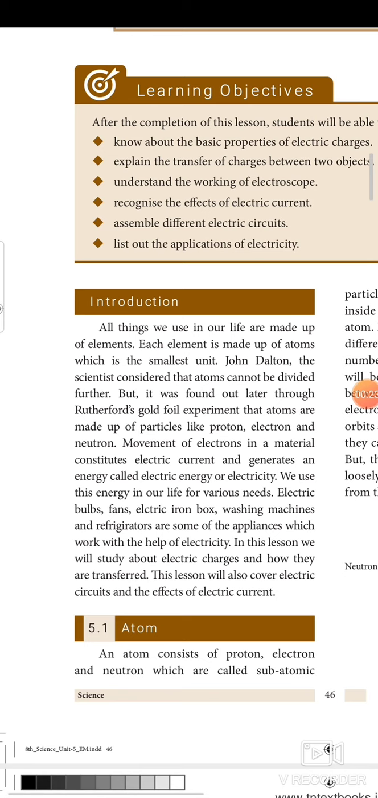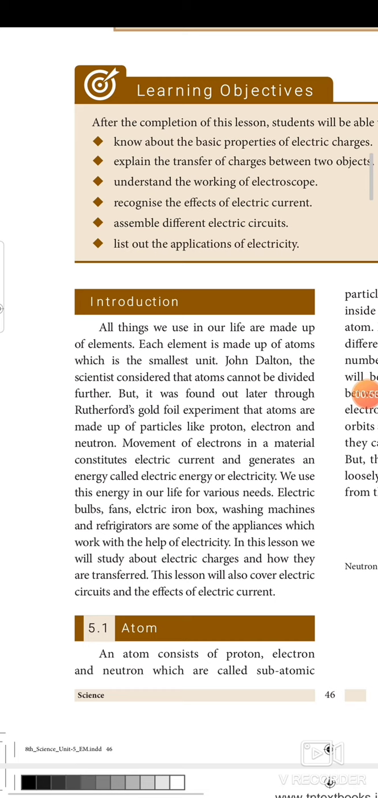Dear children, today we are going to see the lesson electricity. This is a very important lesson which is going to be continued till your 12th standard. So let's learn the basics about electricity in your 8th standard and learn it very sincerely. All things we use in our life are made up of elements. Each element is made up of atoms, which is the smallest unit. John Dalton, the scientist, considered that atoms cannot be divided further, but it was found out later through Rutherford's gold foil experiment that atoms are made up of particles like proton, electron and neutron.